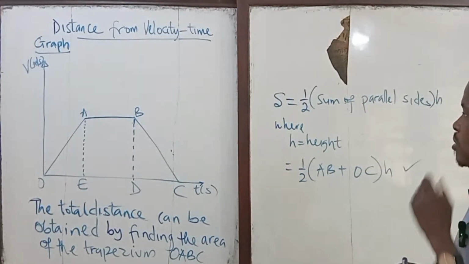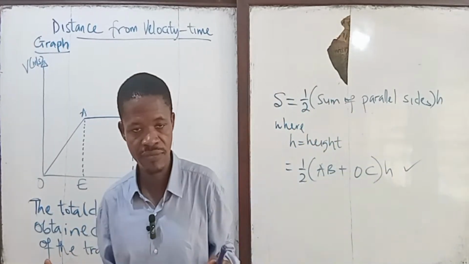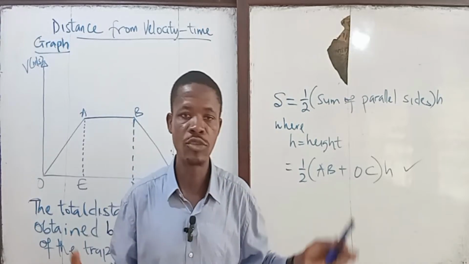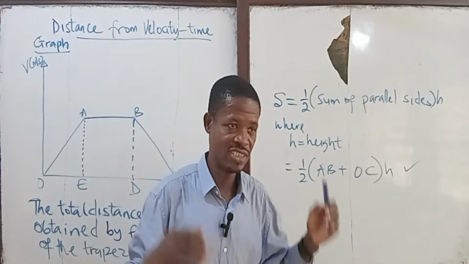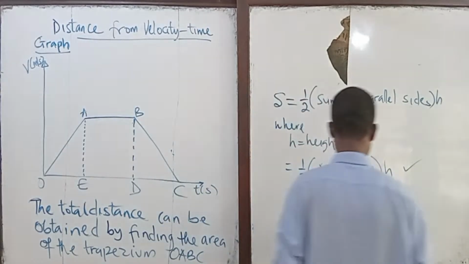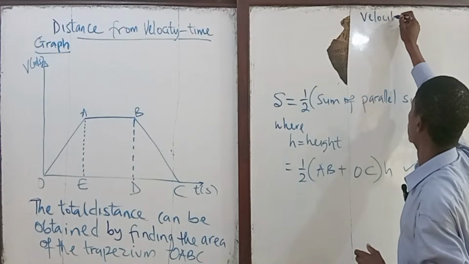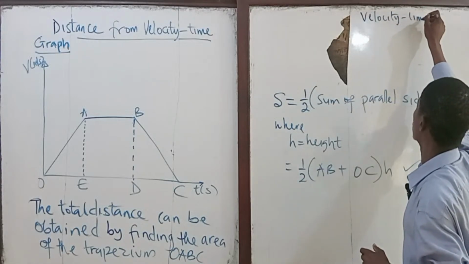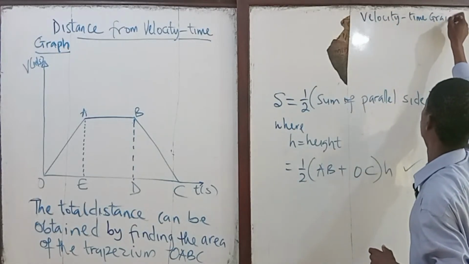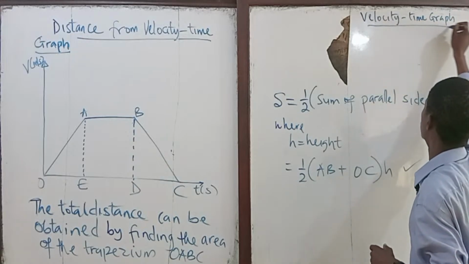First thing I want to discuss, velocity time graph. How do you do that? How do you sketch your velocity time graph? From the name, velocity time graph, okay, velocity time graph. How do you sketch it?